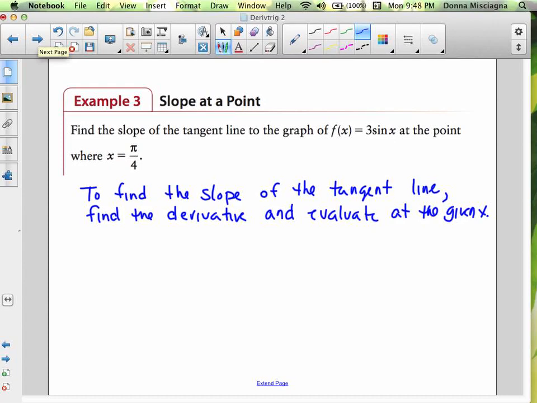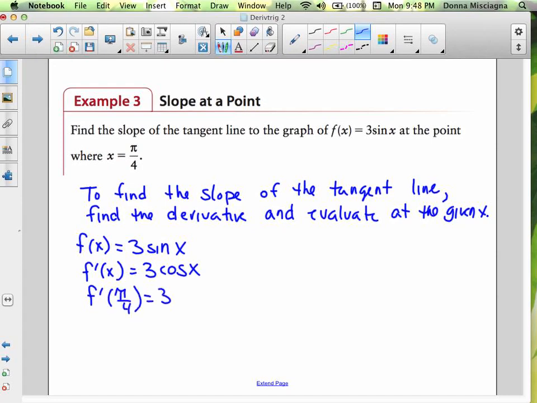All right, so we have f of x equals 3 sine x. Take the derivative: f prime of x is going to be, the derivative of sine x is just cosine x, so it's 3 cosine x. Now if we want to find the slope, we just evaluate f prime of x at pi fourths. And that gives us 3 cosine pi fourths.